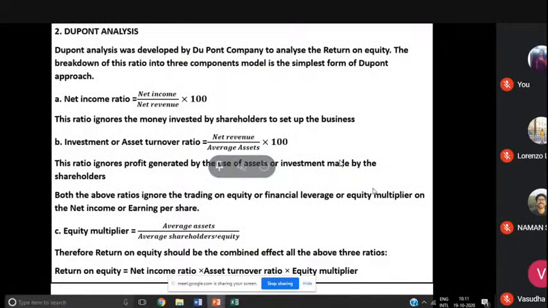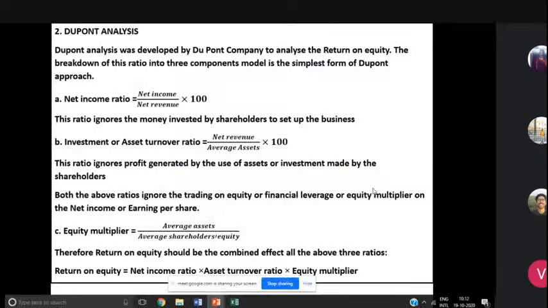Investment turnover ratio equation is net revenue upon average assets. What is the main disadvantage of this ratio? What is the numerator? Net revenue, not net profit. This ratio ignores the profit generated by the use of assets, or investment made by whom? Shareholders. Very clear now. This ratio ignores profit generated by the use of assets.